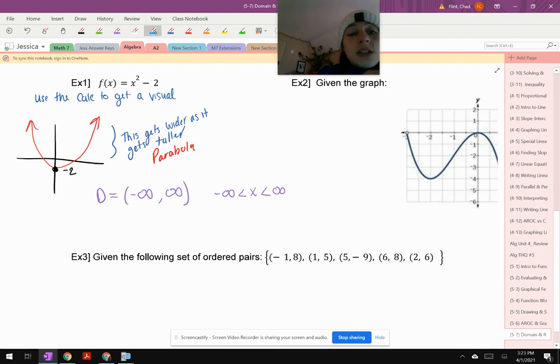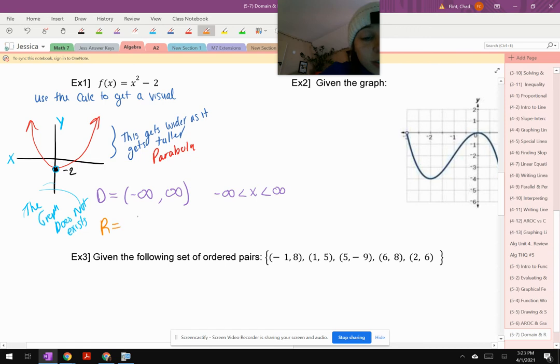Now it's the range that gets a little interesting here because the range is different. This is x, this is y. There are y values that this graph doesn't touch, right? This graph does not exist down here. There's no graph there, there's no y values there. So we do have a minimum y value. The y's do not go lower than -2, so that's what we're going to be starting with.